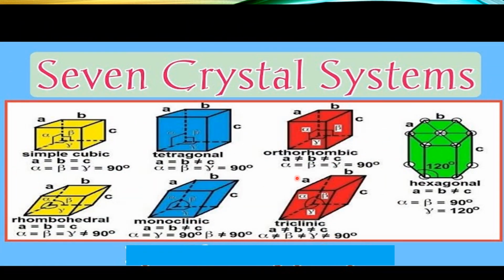Seven crystal systems diagrams. This is simple cubic, tetragonal, orthorhombic, hexagonal, rhombohedral, monoclinic, triclinic. You can see the unit cell parameters also. For simple cubic, in the previous table, we understood the relation between the parameters. So a = b = c, and alpha = beta = gamma = 90 degrees for the simple cubic crystal system.